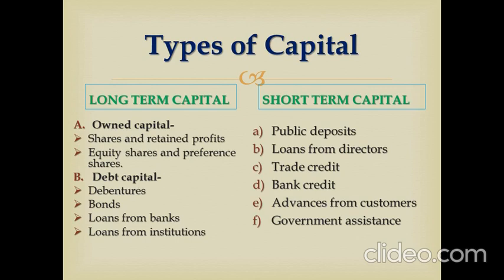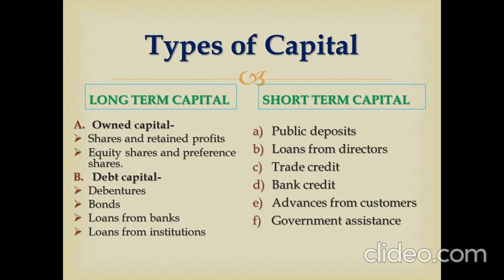Equity shares are ordinary shares which carry voting rights with them. But preference shares entitle the holder to a fixed dividend. Also, they have rights before the ordinary shareholders, that is before the equity shareholders. Preference shares are preferred first.